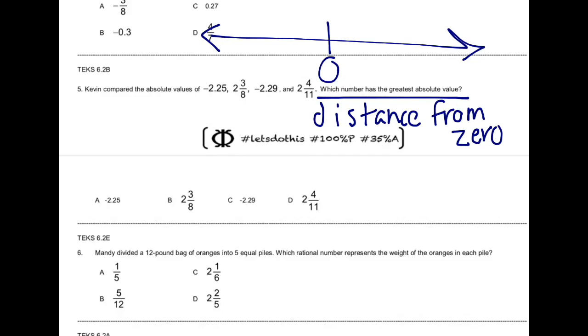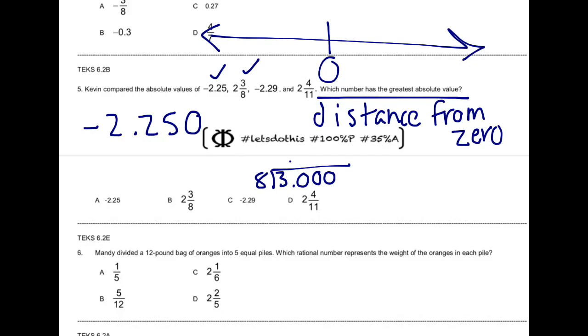So when I look at these numbers, I see some mixed numbers, some decimals, a mixture of numbers. I like using decimals, so my first number is negative 2 and 25 hundredths, or 250 thousandths. I know that 3/8 is 3 divided by 8. Add a decimal and add 3 zeros.